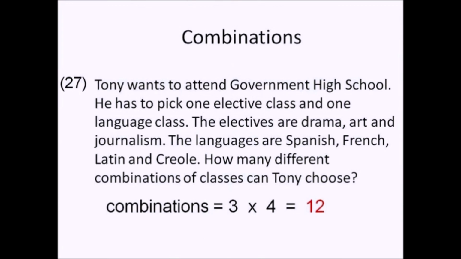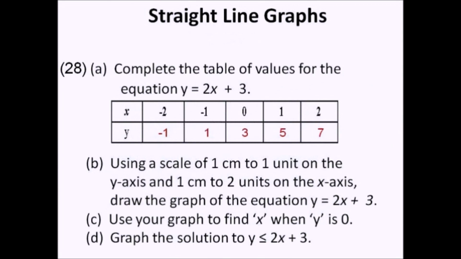Let's move on to number 27, combinations. And it's simple. How many electives and how many languages? Electives 3, languages 4, just multiply. For combinations, you just multiply how many items you have for each thing, and that's how you count. You get 3 times 4, 3 electives times 4 languages, 12.